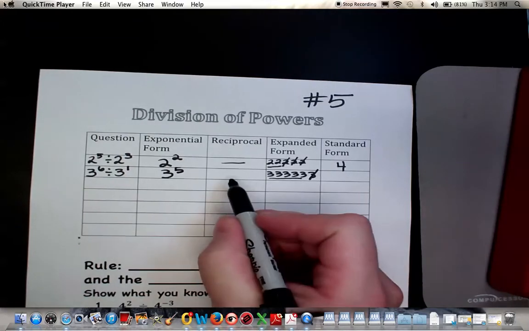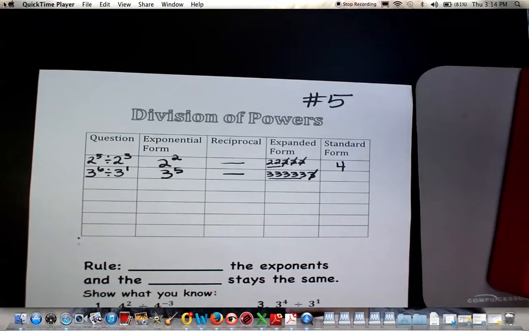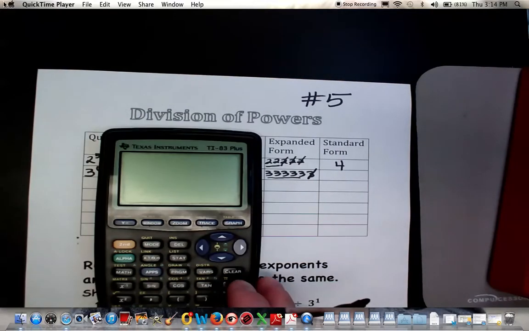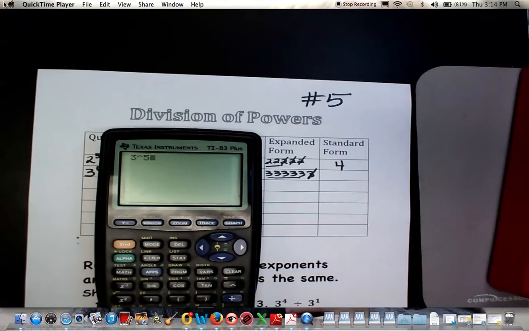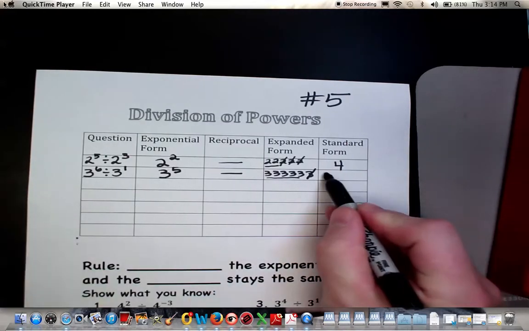So honestly, I don't have a reciprocal because that's a positive exponent. And then I can find my standard form if I need to. I can use my calculator here. 3 to the 5th power gives me 243 as my standard form.